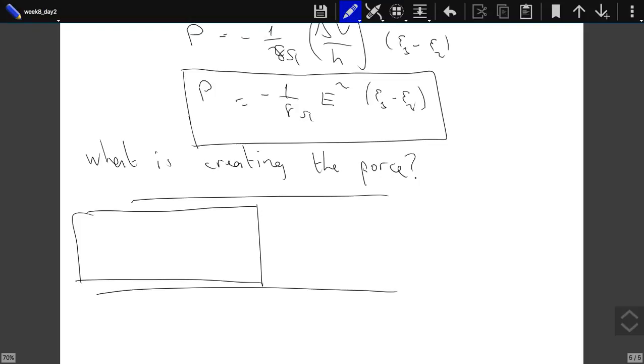Well, basically, as you said, it's the fringing effects. There are two places where we have these fringing effects, though. Not just at the end of the capacitor. We also have fringing effects over here, and also over here.